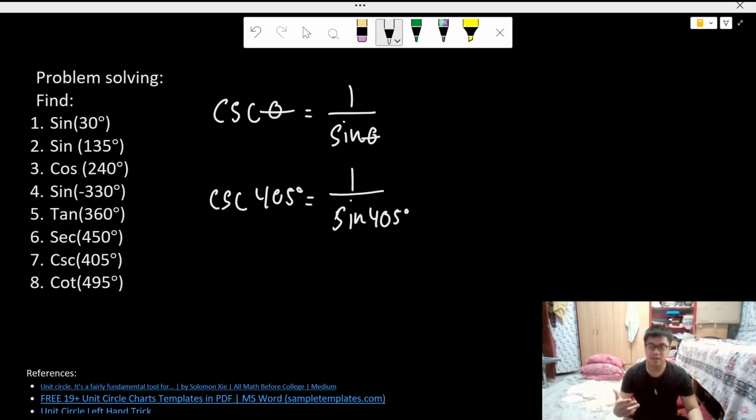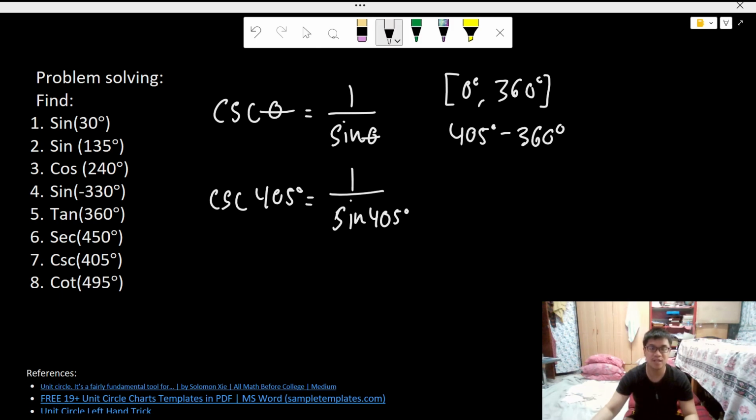Now, here's the thing. I'm pertaining to the angle: the angle is not within the interval of 0 degrees to 360 degrees. So we're going to find the coterminal angle of 405 degrees within this interval. Since 405 degrees is greater than 360 degrees, you're going to subtract 360 degrees.